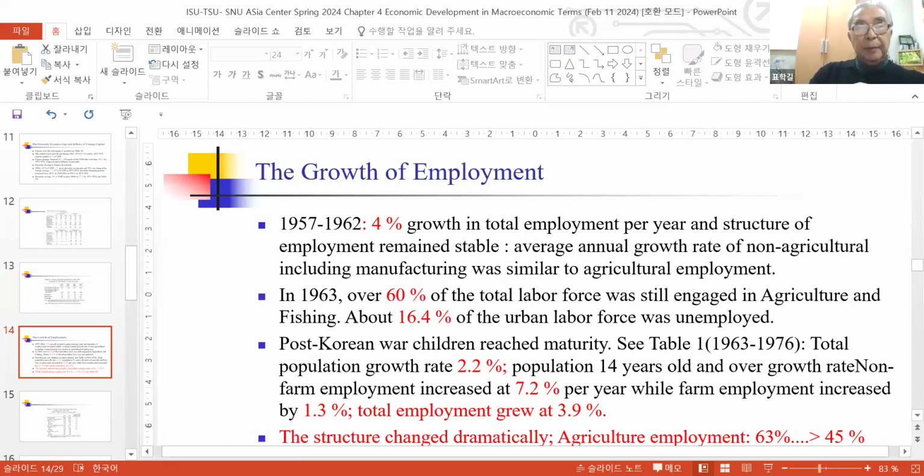By 1957, 1962, 4% growth in total employment per year, and the structure of employment remained stable. Average annual growth rate of non-agricultural employment, including manufacturing, was similar to agricultural employment. In 1963, over 60% of the total labor force was still engaged in agriculture and fishing. About 16.4% of the urban labor force was unemployed.